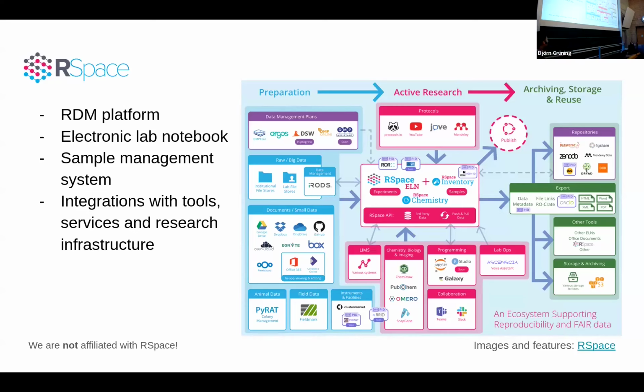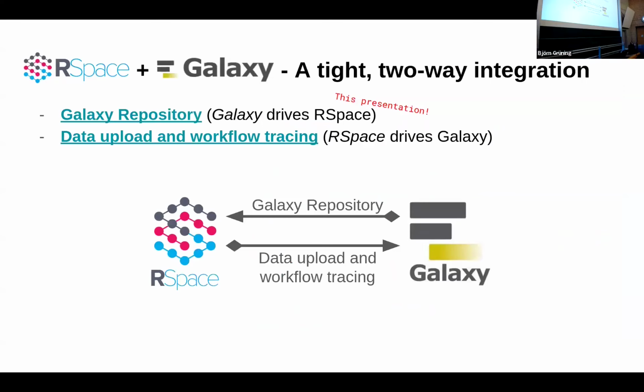We had a meeting with them, so we actively collaborate with them. This is not actually the only integration that exists with Galaxy. There are two. The one I'm presenting is the repository, but they also developed from their side an integration that consists of being able to upload files from RSpace, but also launching workflows. So from RSpace you can basically automate the whole analysis. You define a workflow in Galaxy, and then you can log into RSpace and repeat your analysis with every sample.